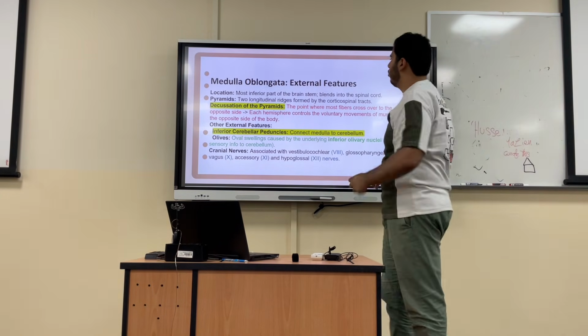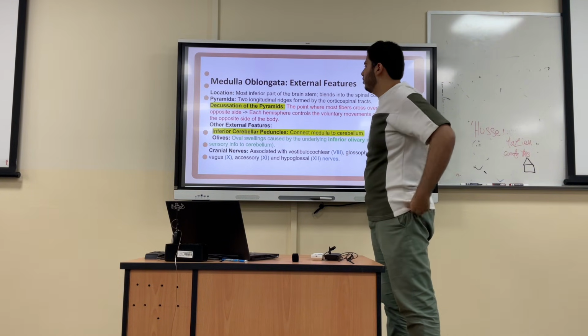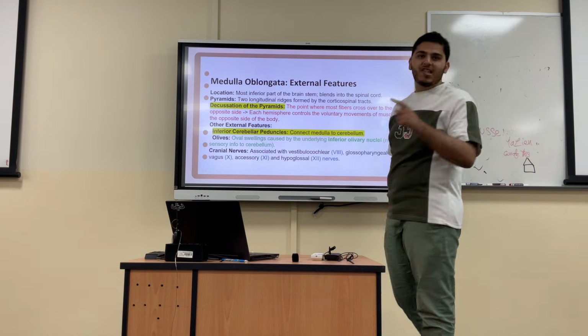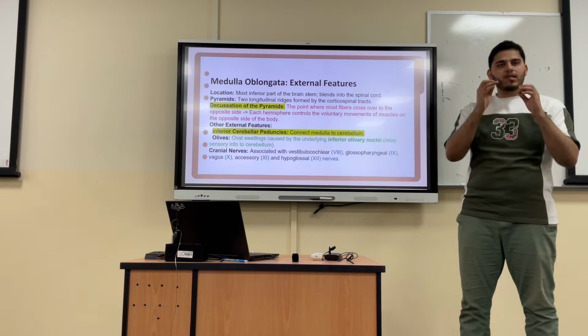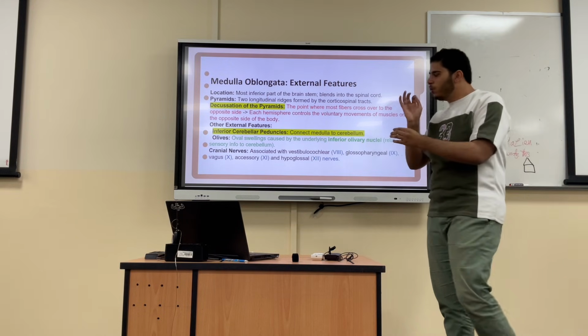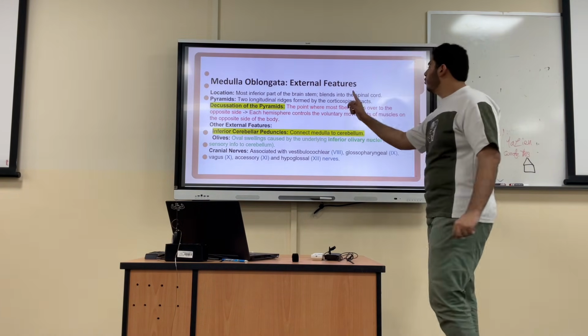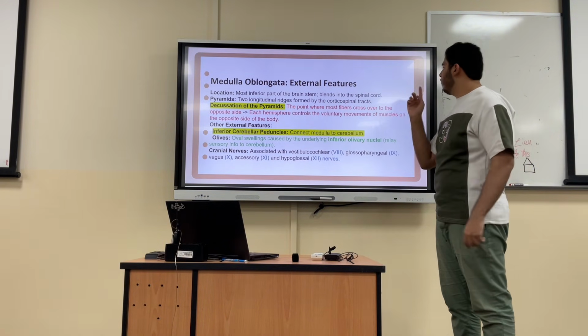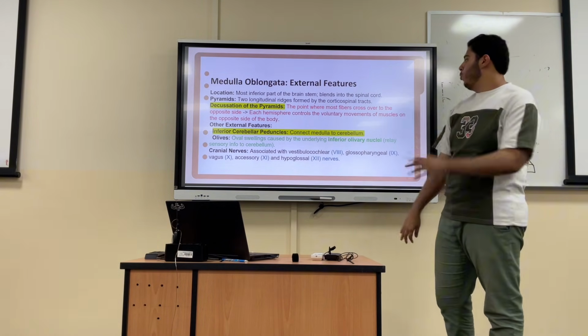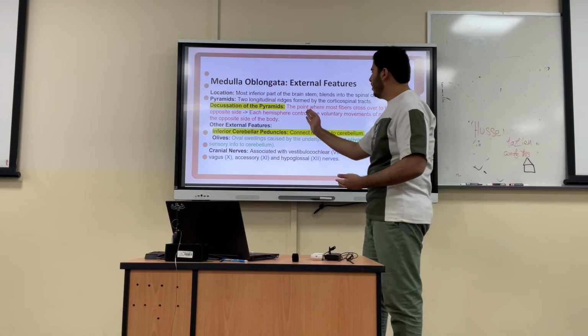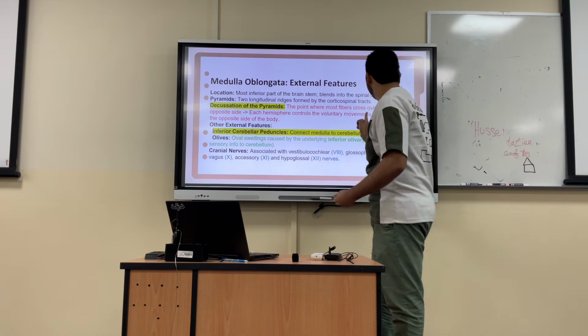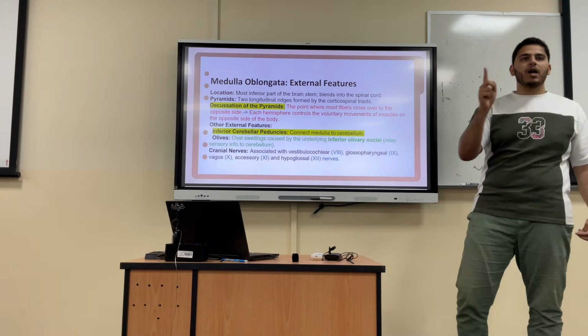Okay, there are two longitudinal ridges formed by the corticospinal tracts, the decussation of the pyramids. Guys, the decussation of the pyramids is the key point that Mawhid mentioned in his part. It is the point where most fibers cross over to the opposite side, so each hemisphere controls the voluntary movements of muscles on the opposite side of the body.